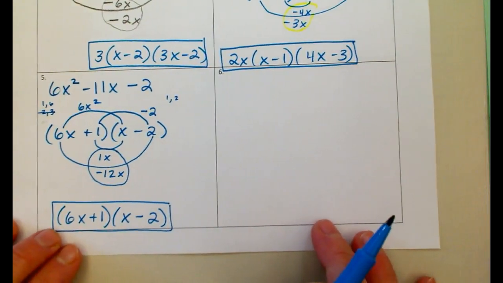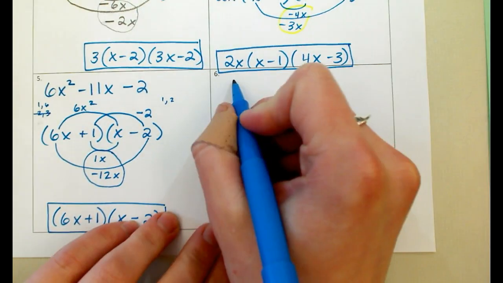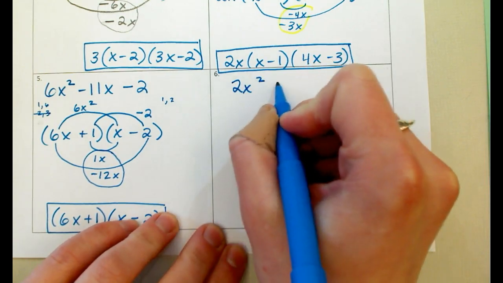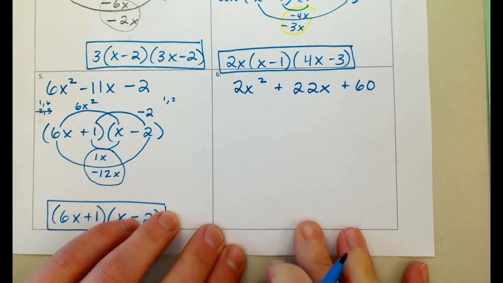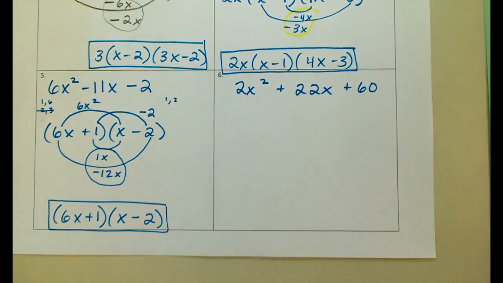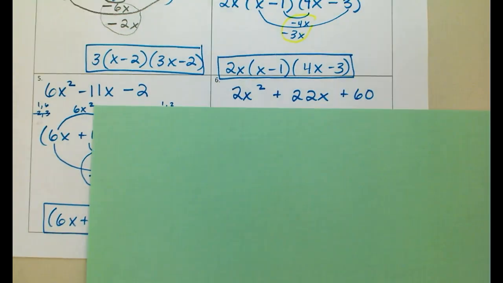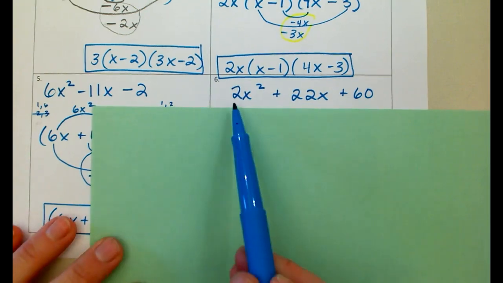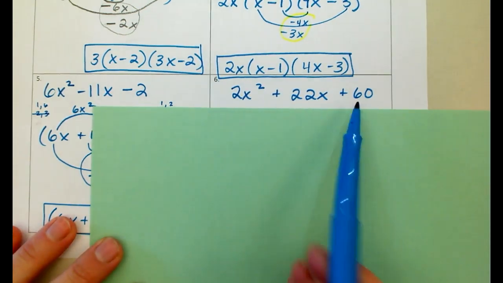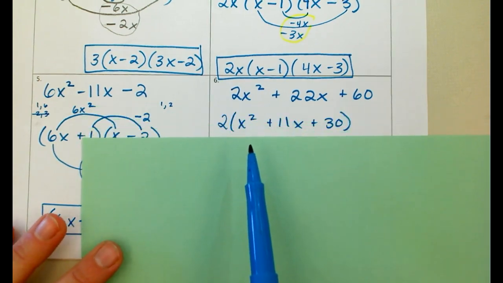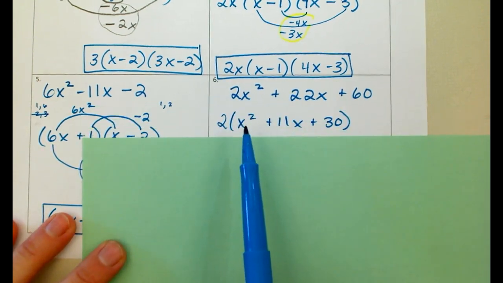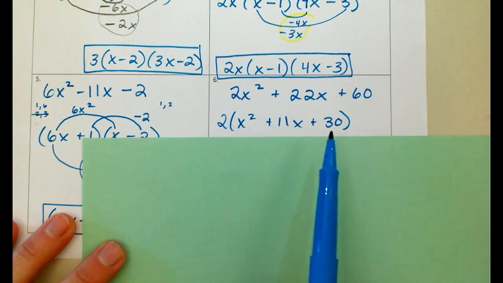All right, our next problem is 2x squared plus 22x plus 60. Pause the video and try this one out. All right, the first thing we notice here, between all three terms, they have a 2 in common. So this one had a GCF of 2. I factored 2 out of my problem, leaving behind x squared plus 11x plus 30.